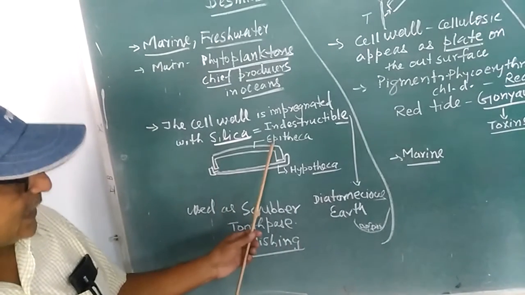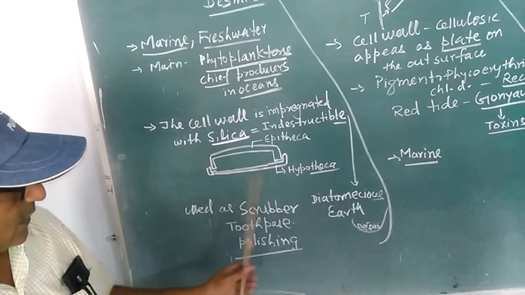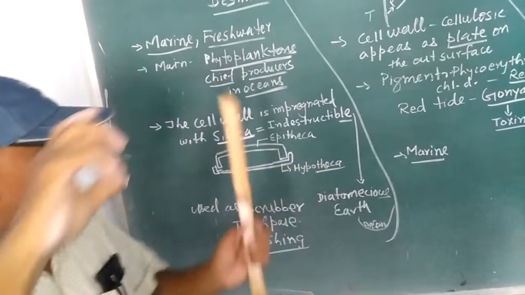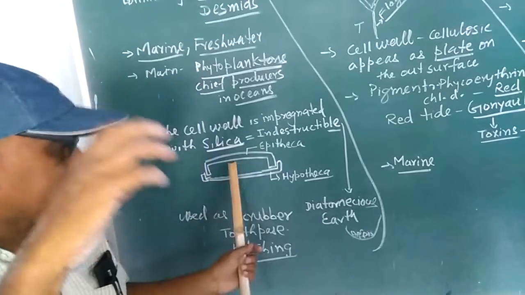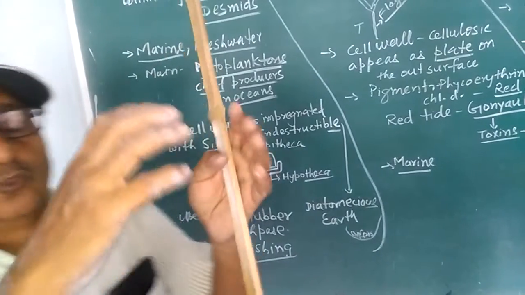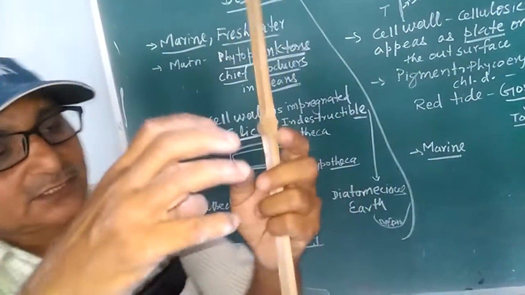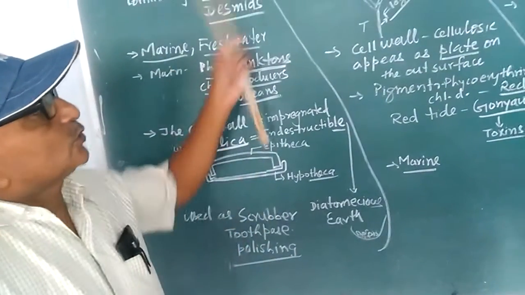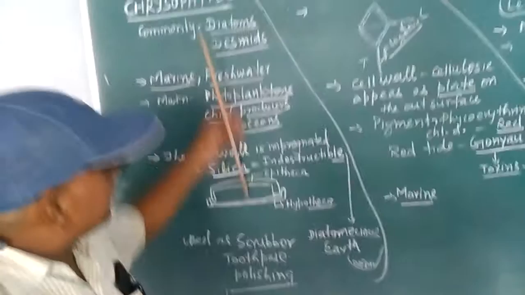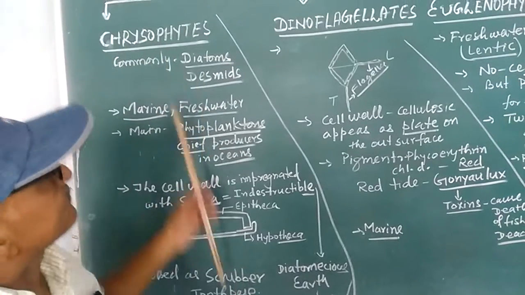They have an epitheca and a hypotheca. They are unicellular, but the body is made up of 2 parts, just like a soap case. Epitheca and hypotheca. So these are the members of Chrysophytes.